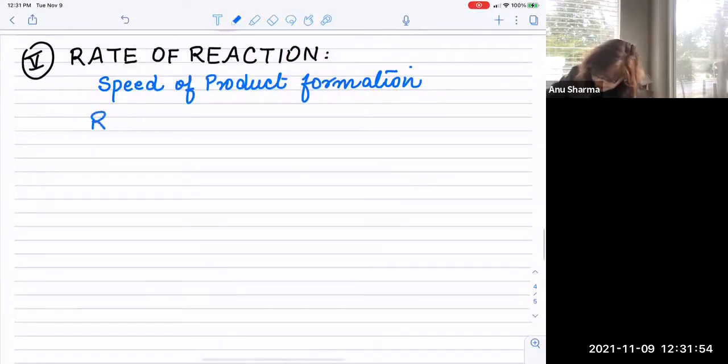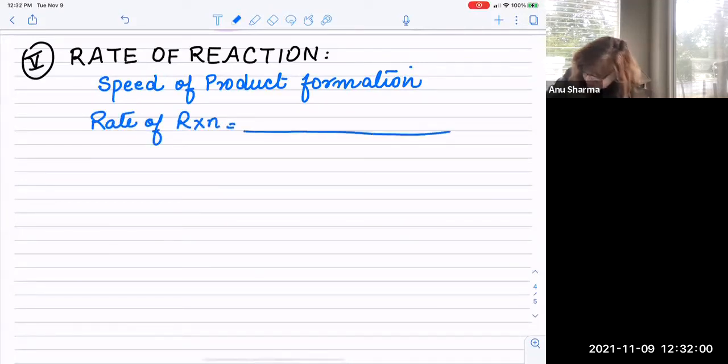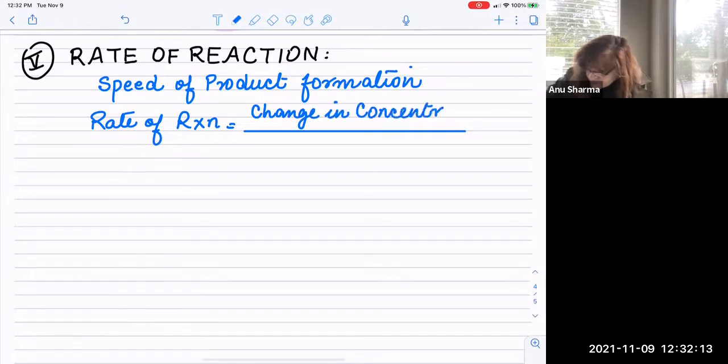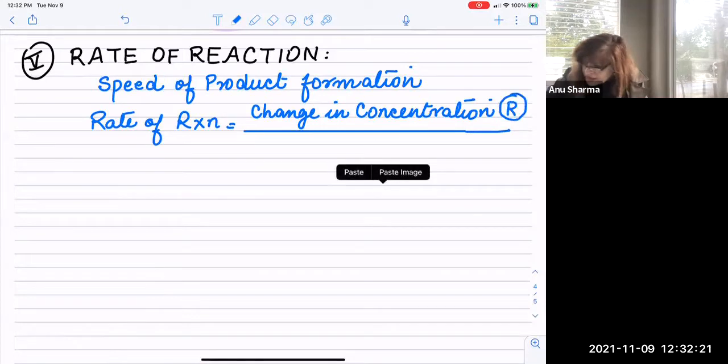So how do you show this? The rate of reaction is equal to the change in concentration of the reactants, or of reactants and products, basically mostly reactants because we need the products, versus the change in time.